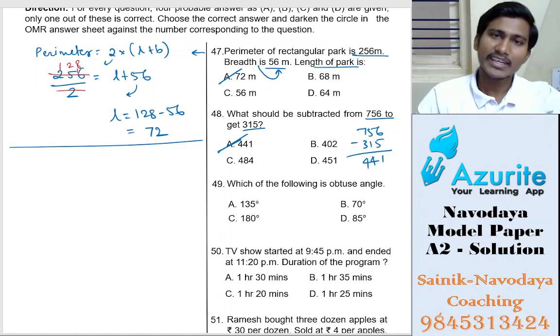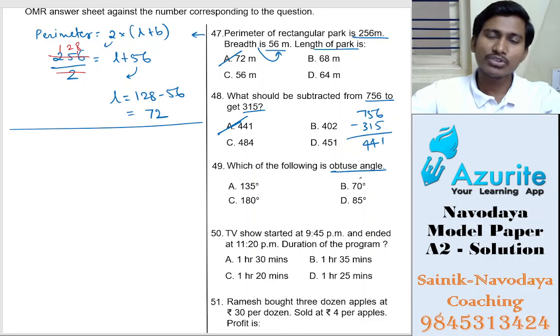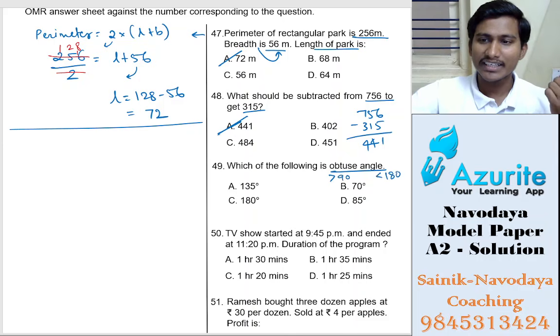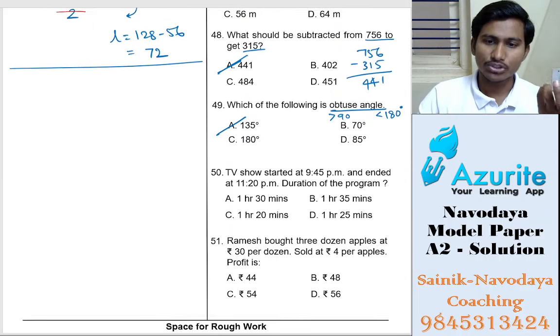Okay now? Yes? Okay. So which of the following is an obtuse angle? Obtuse angle means, we know, it is more than 90 degrees and less than 180 degrees. So what is the answer here? Option A, 135 degrees, right?